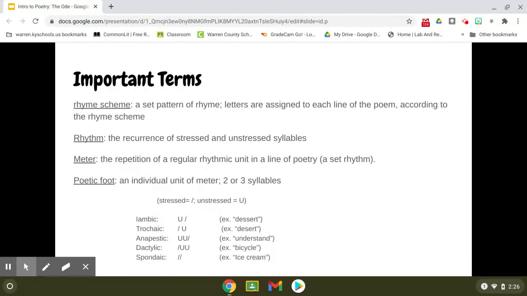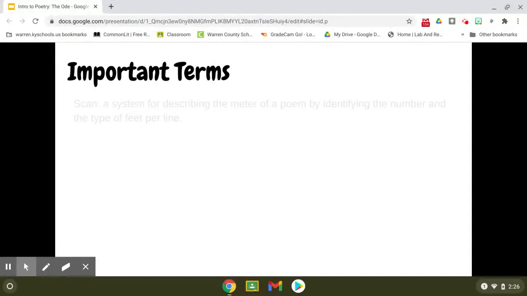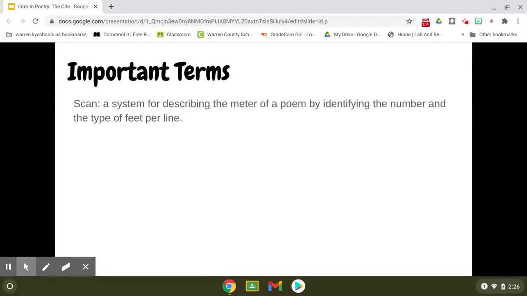The last poetic foot is the spondaic foot, which is when you put an equal stress on both syllables, such as ice cream. To scan a line of poetry is to describe the meter of the poem by identifying the number and the type of feet per line.